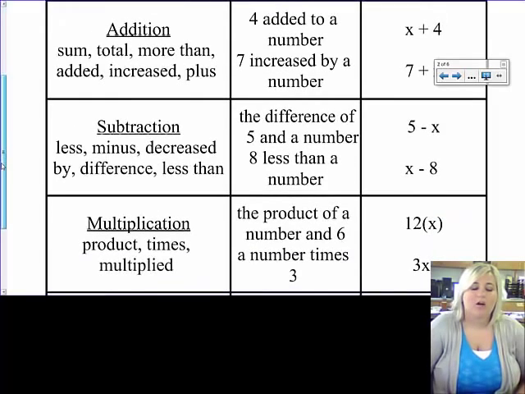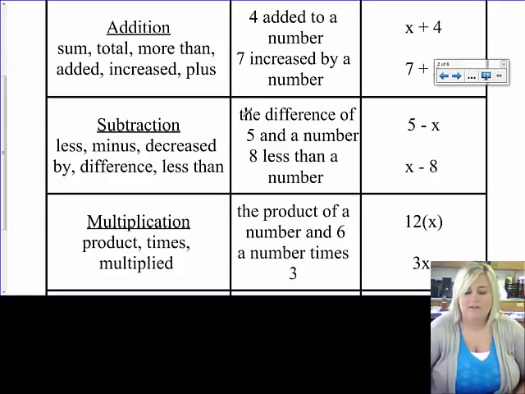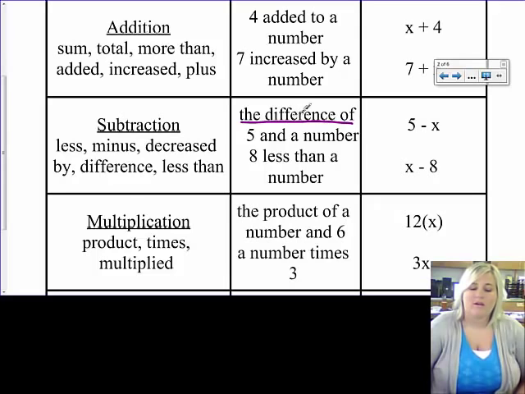Same thing for subtraction. Some different words for subtraction are less, minus, decreased by, difference, less than. Those are all words that mean we're going to subtract. The difference of 5 and a number. Whenever we have the difference of, we know that we're subtracting because difference means to subtract. We write the problem in the order that we read it. 5 and a number. So it goes 5 and a number, and then we're subtracting because of the word difference.